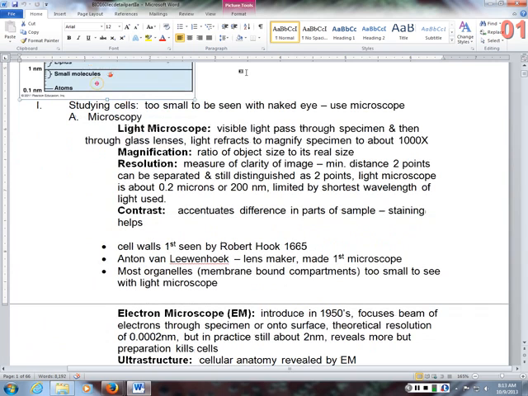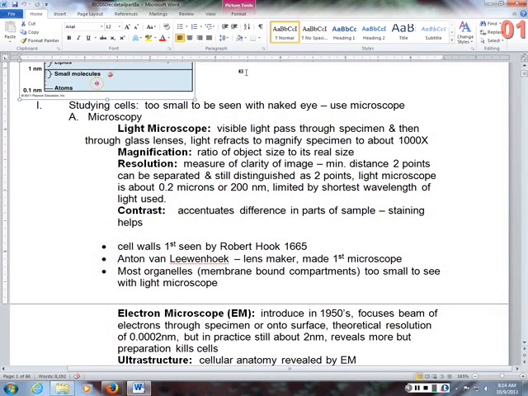So when you study cells, they're too small to be seen with the naked eye, so we use the microscope, which you got to start playing with yesterday. The light microscope is what we use in here, and it allows visible light to pass through the specimen, and then it goes through glass lenses that are going to do the magnification. With the light microscope, you can magnify up to about 1,000 times.